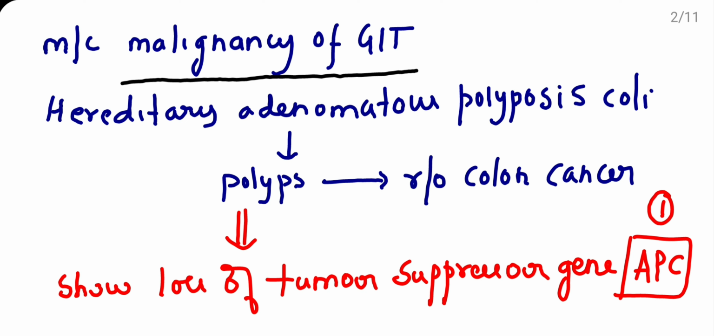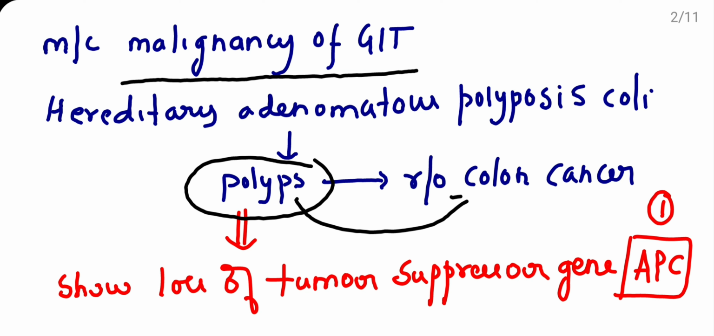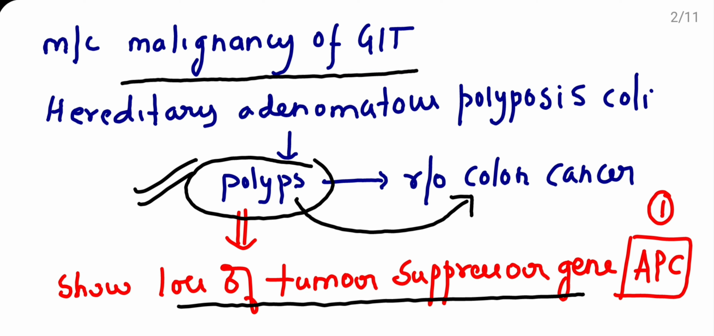Let's look at hereditary adenomatous polyposis coli. In this condition, there is development of numerous polyps in the colon, and these have a high risk of transforming into colonic cancer. These polyps will show loss of the tumor suppressor gene called APC. This brings us to our first gene, that is APC.